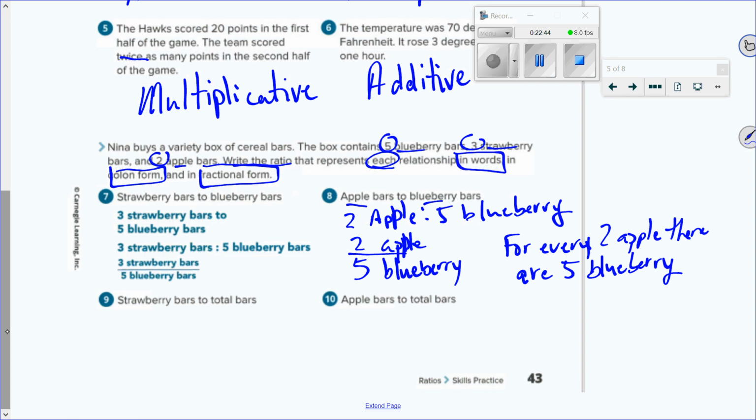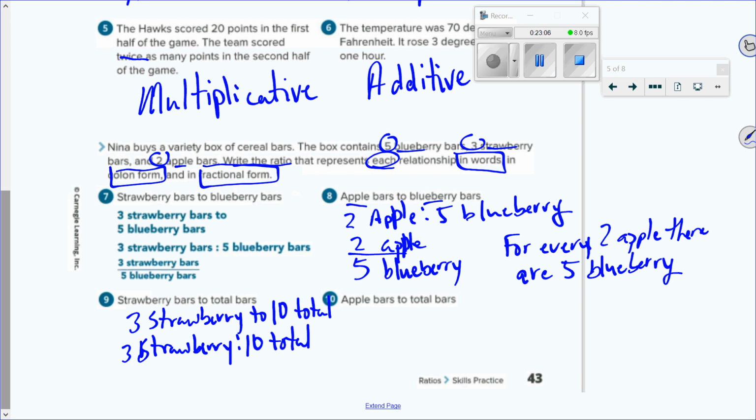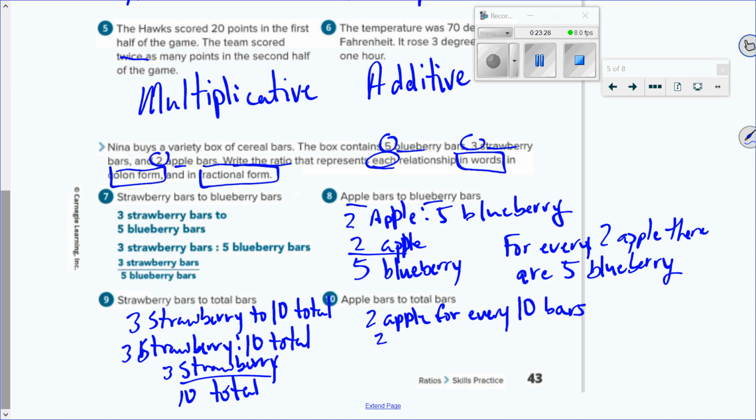Yes. Okay. Strawberry to total. Strawberry was 3. So that's 3 strawberry. Total, if you add them all up, you get 10 total, which we could write with a colon and as a fraction. And the last one, apple to total. Apple was 2. 2 apple for every 10 bars. Or 2 apple to 10 total. Or 2 apple over 10 total, which we could simplify, dividing by 2 to make it 1 to 5. Everybody good on this side?